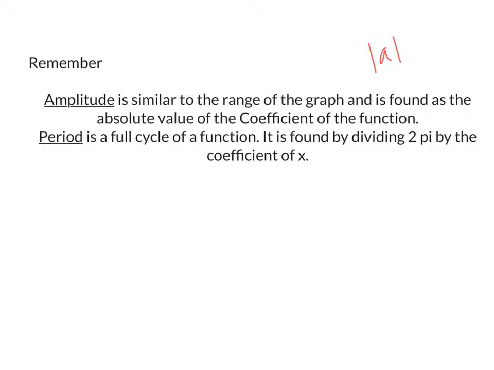The period is a full cycle of a function. It is found by dividing 2 pi by the coefficient of x. So 2 pi over the coefficient of x. Okay, so we'll put that into work in this problem here. So let's look at example 3.